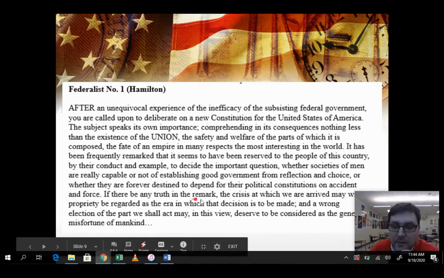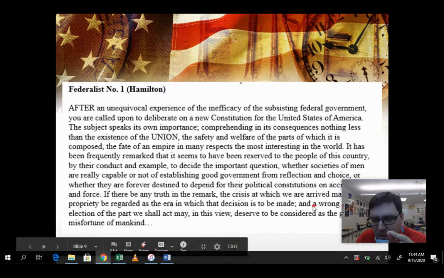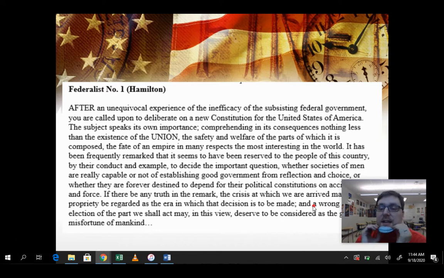If there be any truth in the remark, the crisis at which we are arrived may with propriety be regarded as the era in which that decision is to be made. A wrong election on the part we shall act may in this view deserve to be considered the general misfortune of mankind. If we get it wrong, then we might as well never, ever again, as a human race, try to have democracy, to have liberty, to have freedom. Because if we can't get it right in 1787 and 1788, then nobody can get it right.